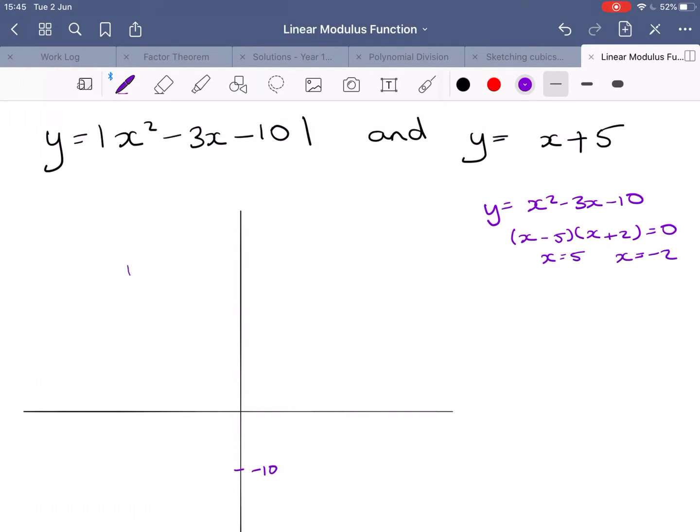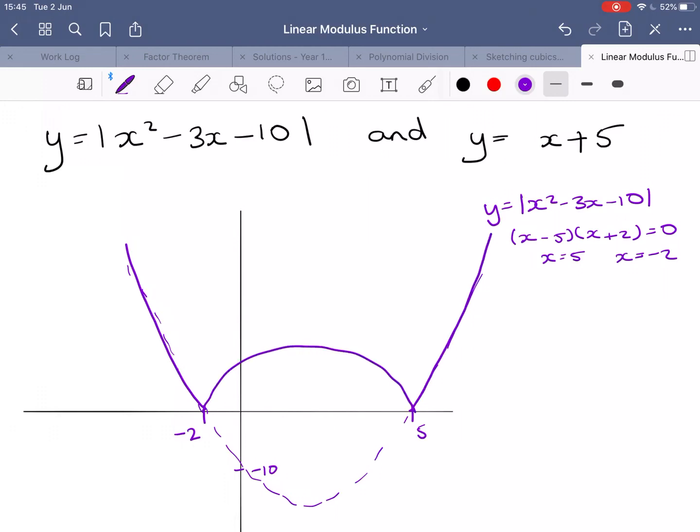So my curve is going to look something like that, where it's crossing at 5 and it's crossing at minus 2. But if I want to do the modulus, while it's above the x-axis, it's good. But when it's below, it has to get reflected. So it looks something like that.